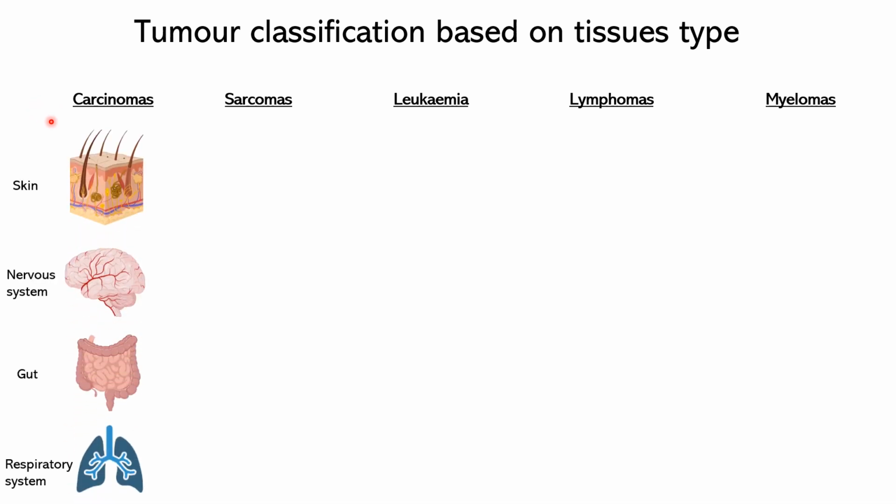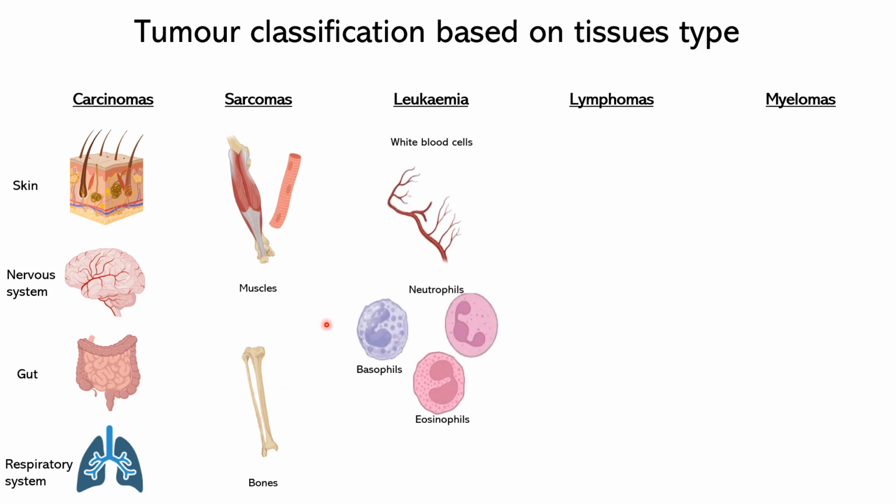So first of all, we have carcinomas. Carcinomas are cancers of the skin. It might affect the nervous system, also the gastrointestinal system, or the respiratory system. When it comes to sarcomas, they are actually affecting the muscles and the bones as well.